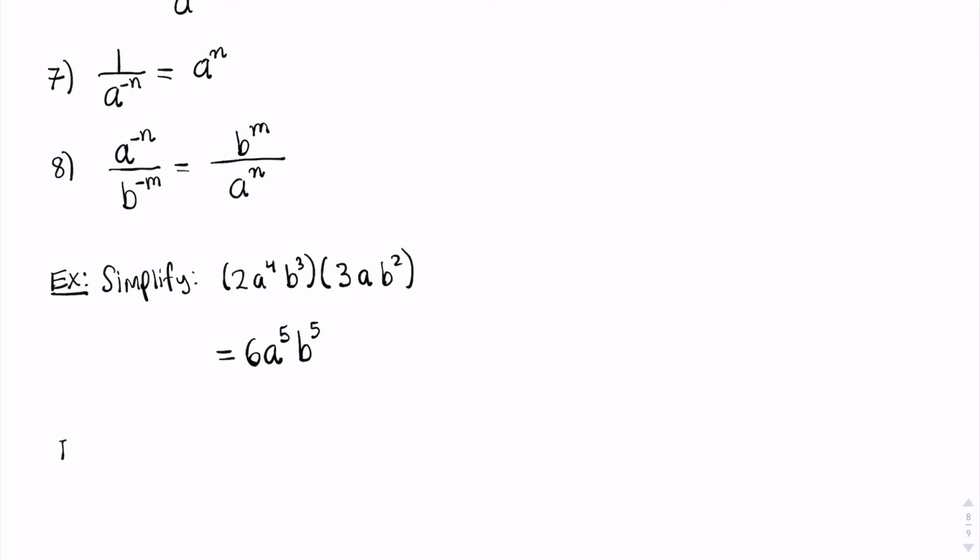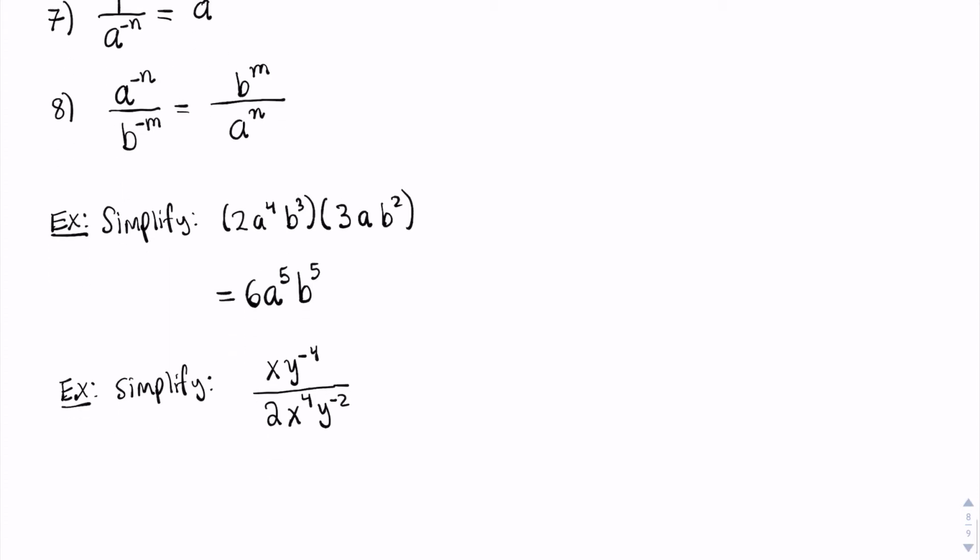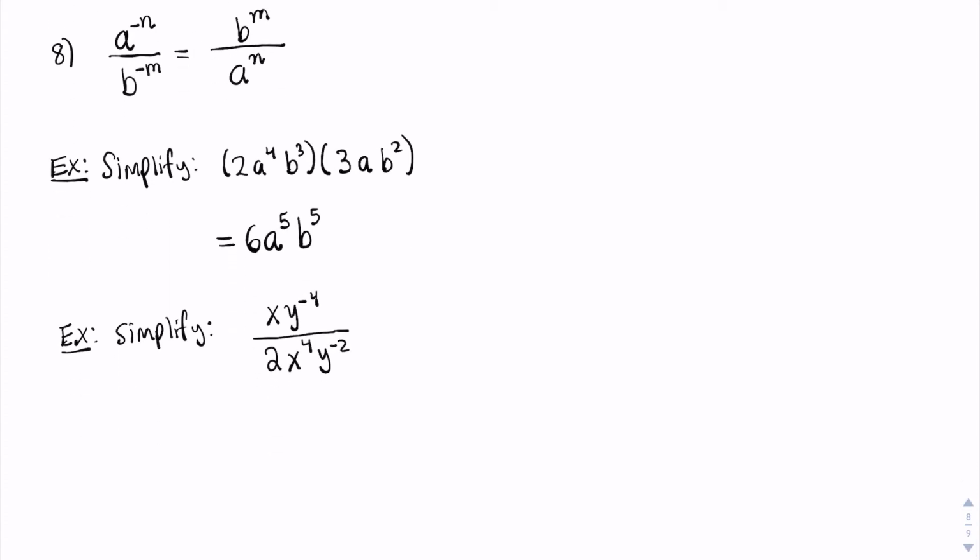Here's another example, right? Say I want to simplify x y to the negative 4 divided by 2 x to the 4th powered y to the negative 2, like this. So say we have to simplify this out. Maybe all the negative exponents can be turned into positive exponents, right? Maybe there are different ways to do this.